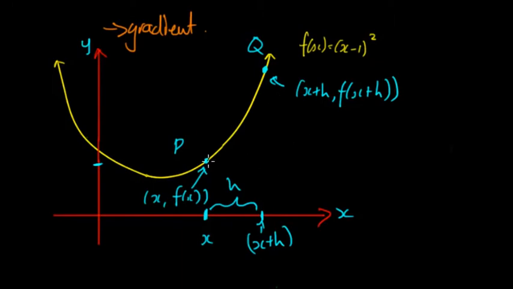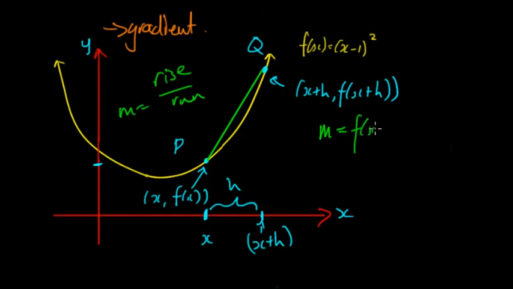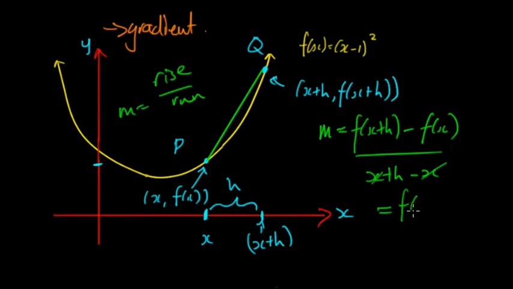Now, if we find the gradient between these 2 points, just a straight line gradient, so we'll look at this line here, then we can work out this gradient as rise over run. So m is equal to rise over run. That means m is equal to the rise, which is f(x plus h) minus f(x), over the run, which is x plus h minus x. So the x's cancel and we get m equals f(x plus h) minus f(x), over h.